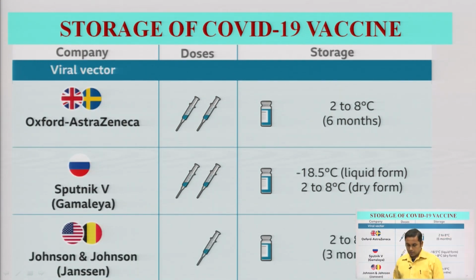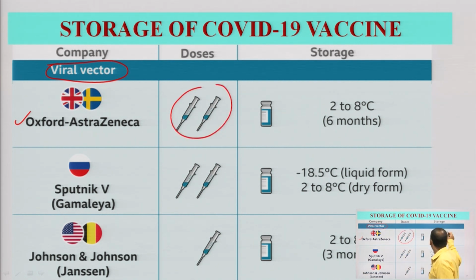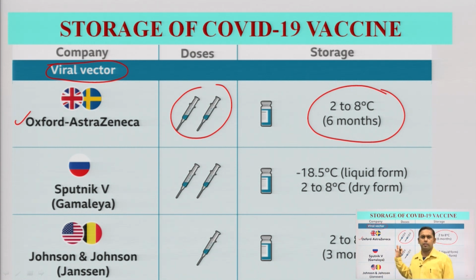If I tell you about Oxford AstraZeneca, Sputnik or Johnson & Johnson, these are all viral vector vaccines. For the Oxford AstraZeneca vaccine, 2 doses are required. The temperature is very good, 2 to 8 degrees centigrade. We can handle and maintain this temperature.